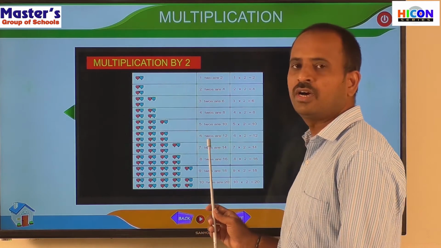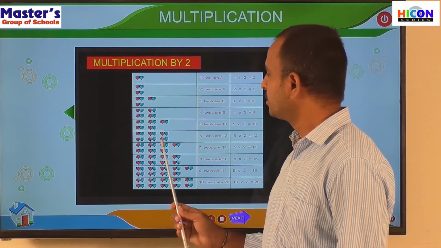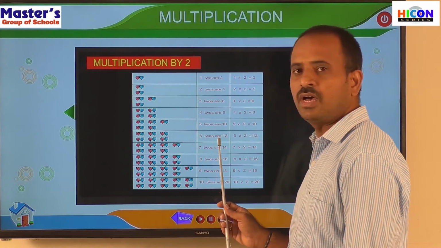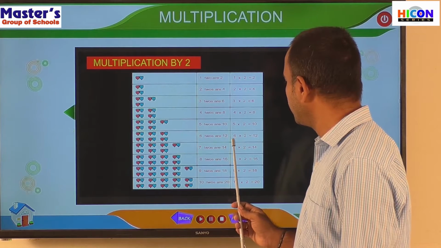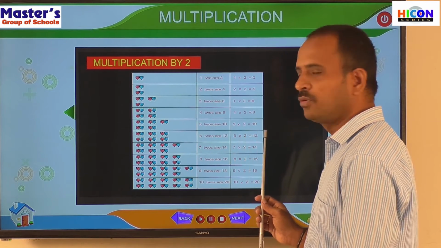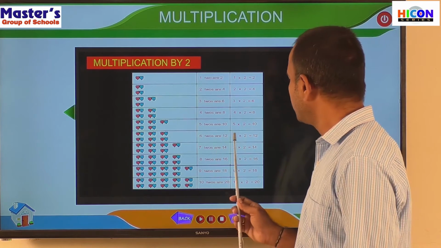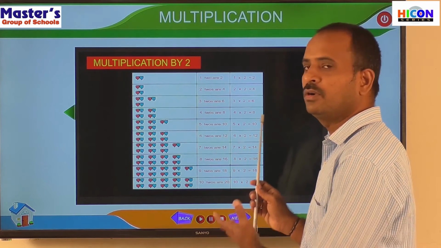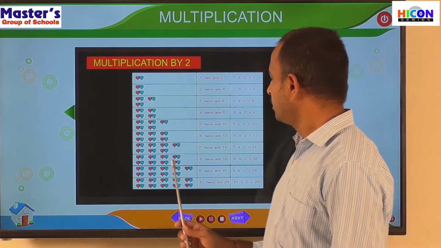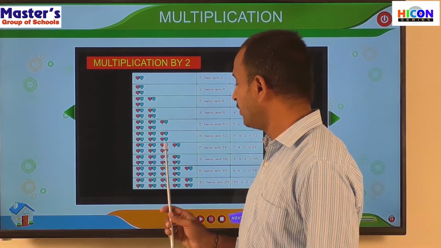So 6 2's are total how many flowers? 6 2's are 12. So children, 6 2's are 12, and it can be written as 6 into 2 is equal to 12, and it can be read as 6 2's are 12. And children, now see the next row, that is the seventh row.